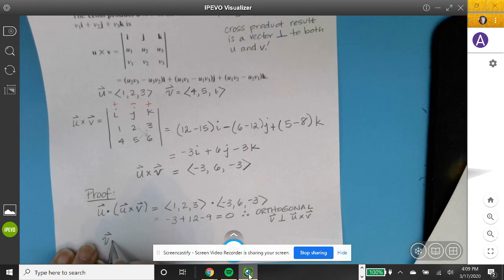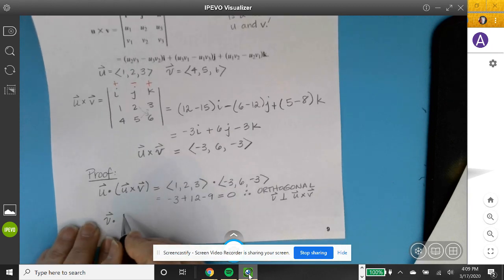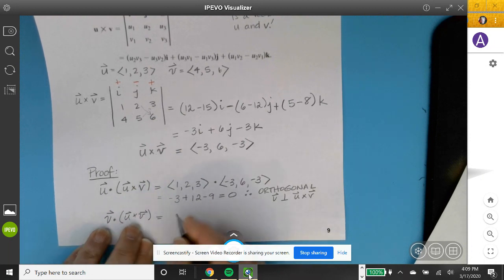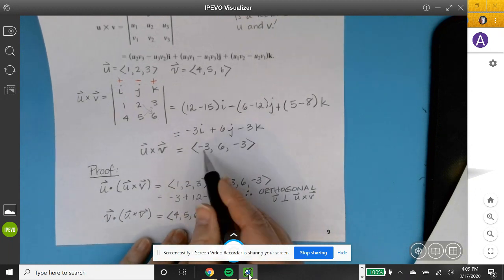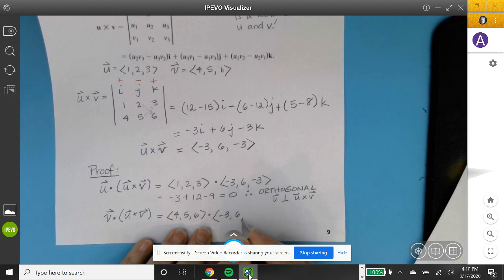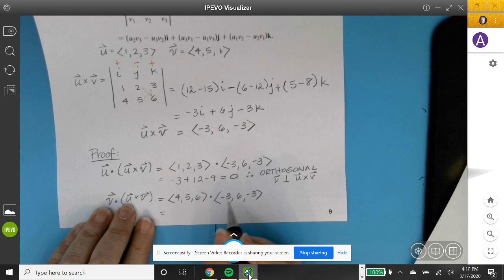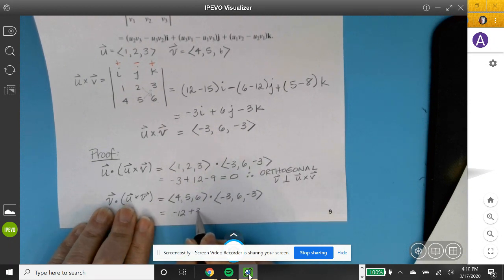So we're going to say V dot U cross V. So V was 4, 5, 6. And I'm going to dot it with U cross V, which we just figured out was -3, 6, -3. And so what happens when we multiply that out? We get 4 times -3, which is -12, 5 times 6, which is 30, minus 18. And guess what, folks? That also equals 0.